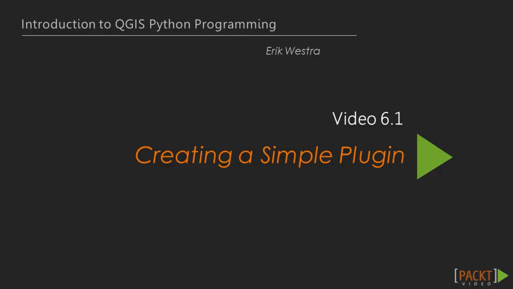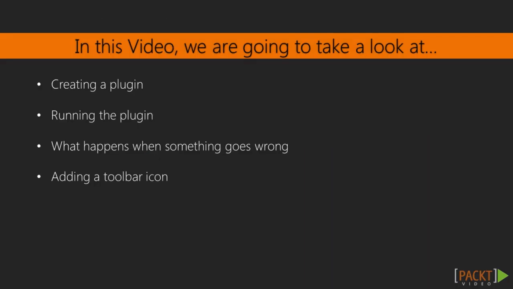In this video, we will create a simple Python plugin to see what is involved in writing your own plugins for QGIS. We're going to write a plugin from scratch and then see what happens when we run it. We'll look at how you can deal with various errors that might occur while running a plugin, and finally add a toolbar icon to our plugin so you can see the various ways in which a plugin can be accessed, as well as learning about plugin resources.